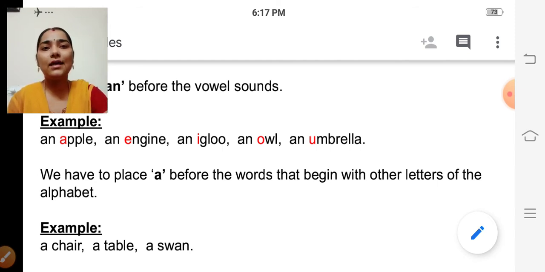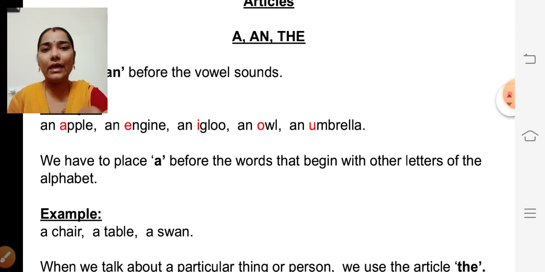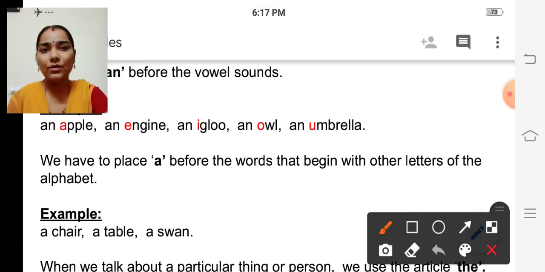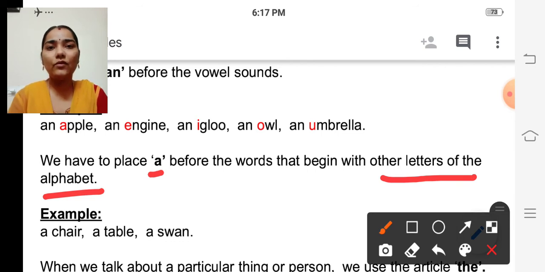Let's move on to the next article. Next one is a. We place a before the words that begin with other letters of the alphabet, apart from vowels. For that kind of words, we place a before the word. For example, see the example.